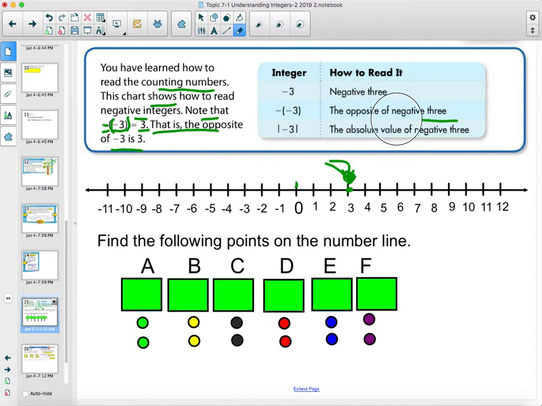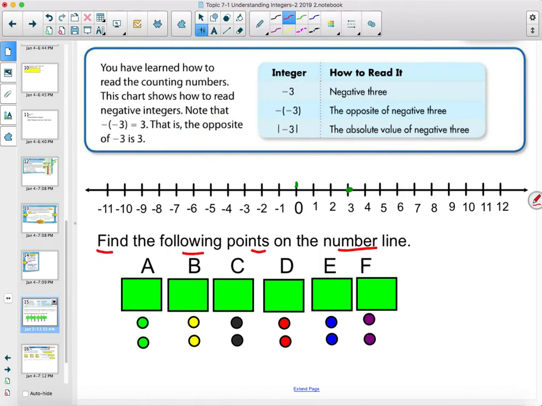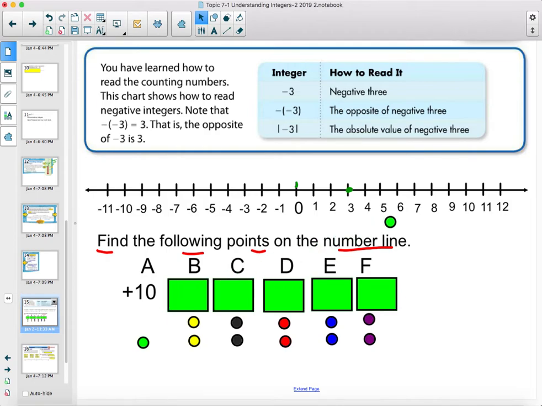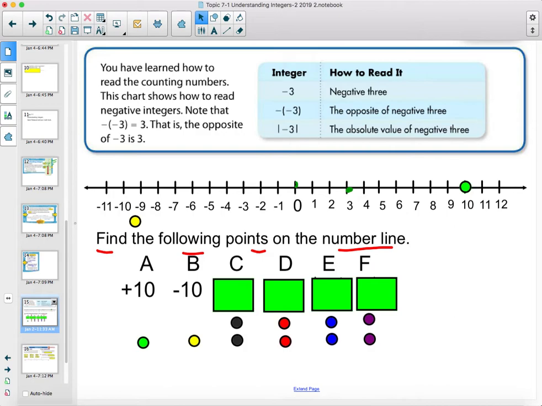So, here we go. Find the following points on the number line. Somebody go find positive 10. Slide the dot up. Go to Kiera. Go do it. Find us positive 10. Good. Okay, next number. Go find negative 10. Matthew.